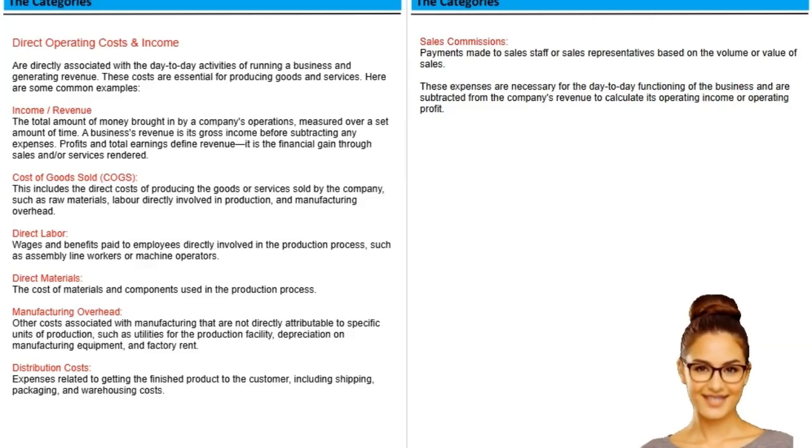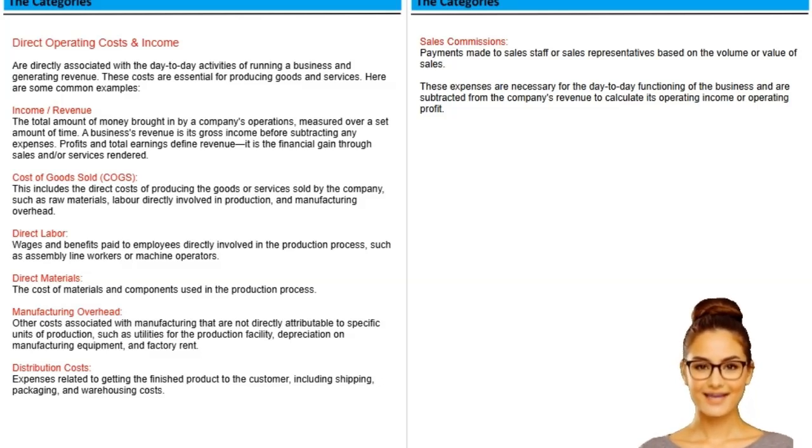costs. Lastly, we have sales commissions. These are payments made to sales staff, or sales representatives, based on the volume or value of sales. A sales commission can be an extra payment for a salesperson's performance. This payment can be based on either the number or the amount of their sales. The commission may be a flat rate, or it can be computed as a percent of their sales, meaning for every sale, they earn a certain percentage as commission.